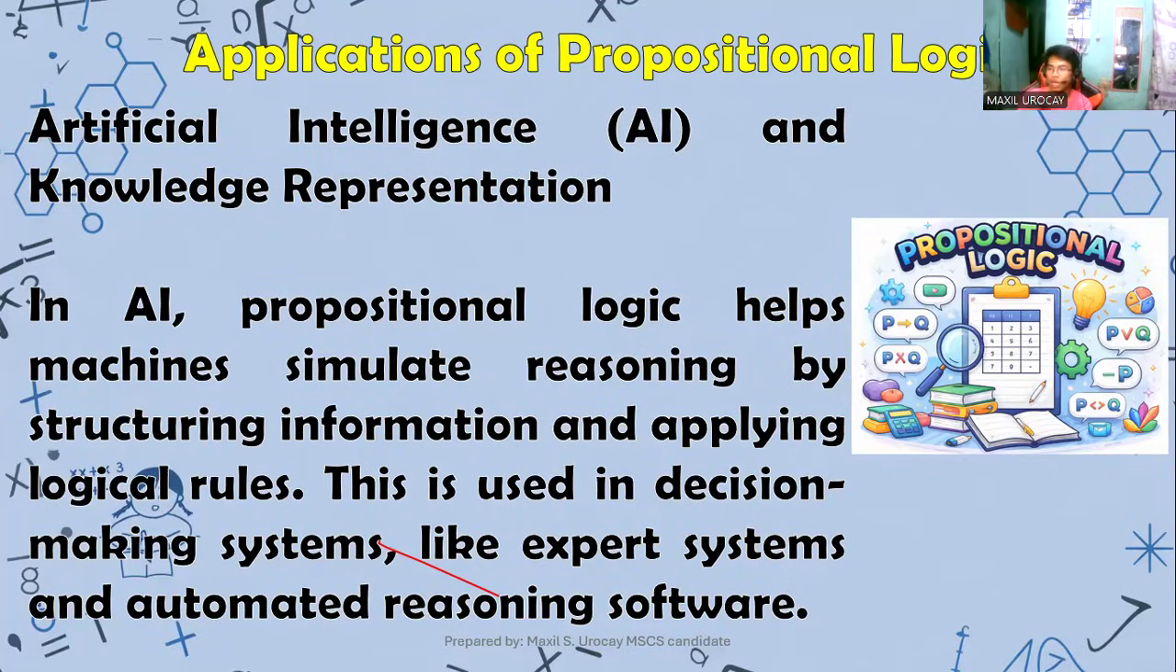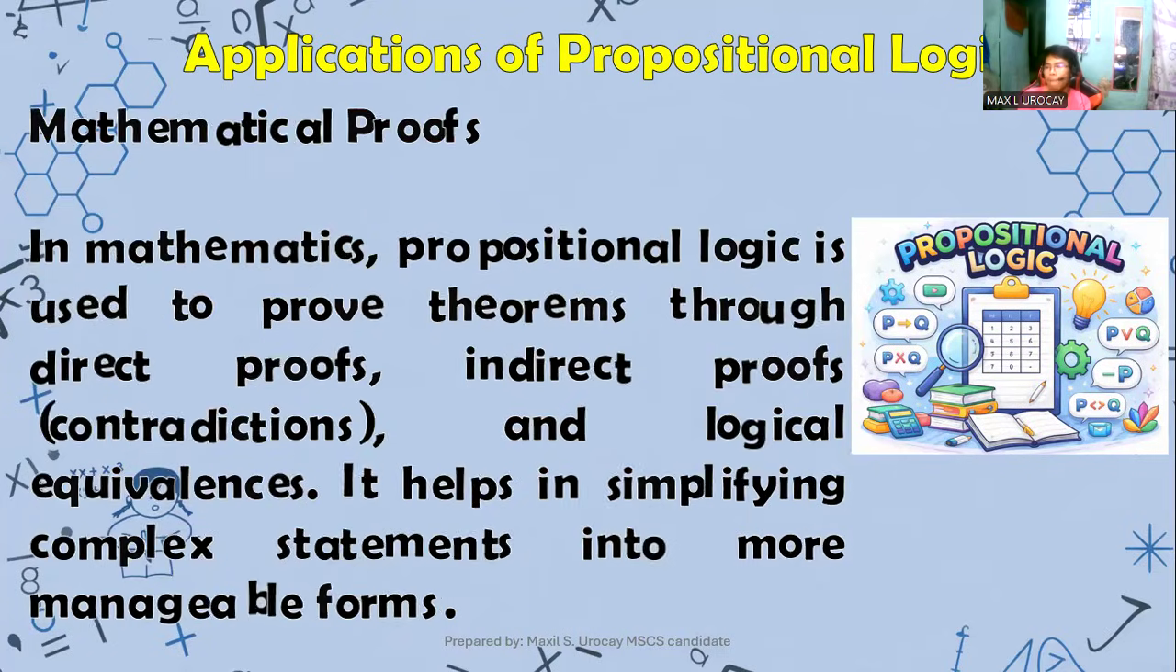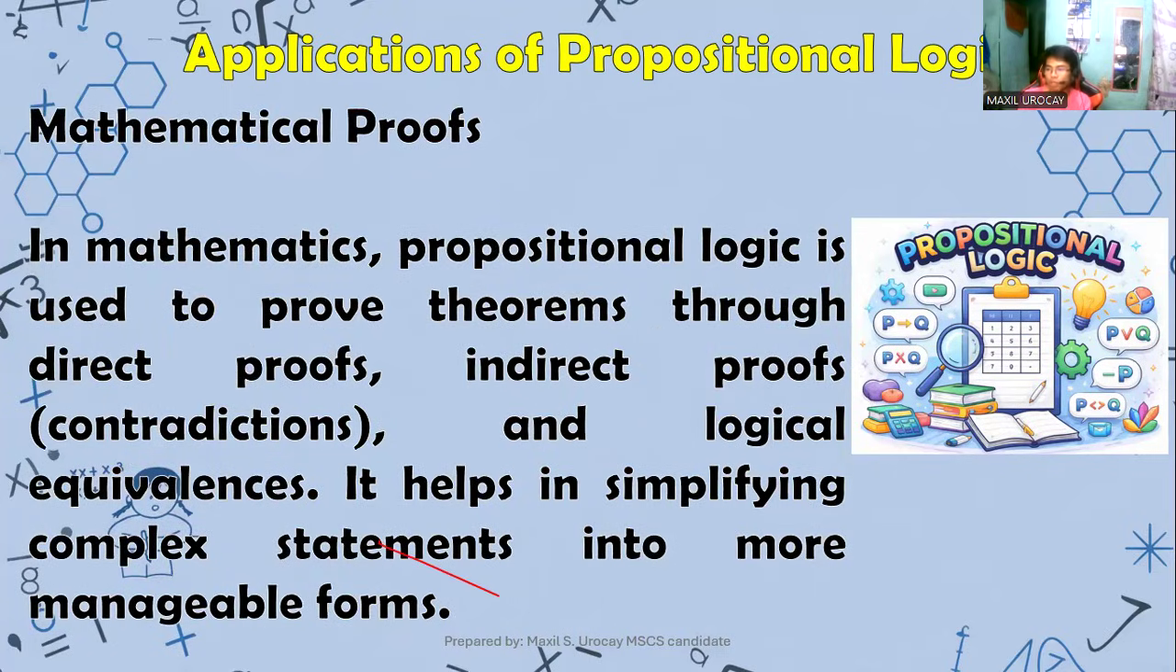AI and knowledge representation. In AI, propositional logic helps machines simulate reasoning by structuring information and applying logical rules. This is used in decision-making systems like expert systems and automated reasoning software. Of course, plus if we're working with GPTs, with summarization, in NLP, you're still trying to work with decisions. And for mathematical proof, propositional logic is used to prove theorems through direct proof, proof by contradiction, and logical equivalences. It helps in simplifying complex statements into more manageable forms. That's why it is really important to learn propositional logic.